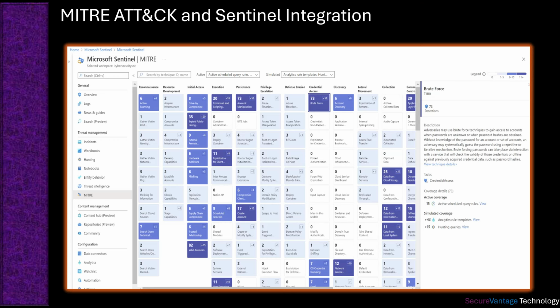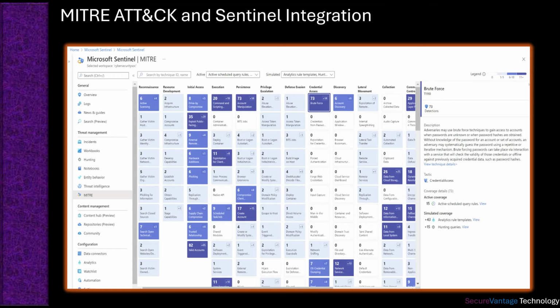The ATT&CK framework provides a standardized approach to detecting threats. By aligning Sentinel detection rules with ATT&CK, organizations ensure that they are covering a wide range of attack techniques, improving their chances of detecting sophisticated threats.